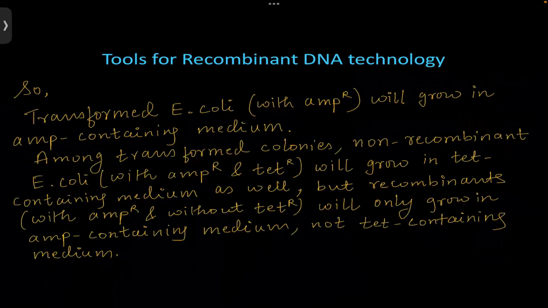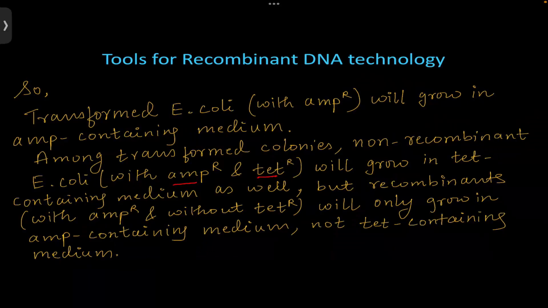So this slide basically summarizes what we have discussed so far. The transformed E. coli cells with the ampicillin resistance gene will grow in ampicillin containing medium. Now, among the transformed colonies, the non-recombinant E. coli, where both these resistance genes are intact, will grow in tetracycline containing media as well.